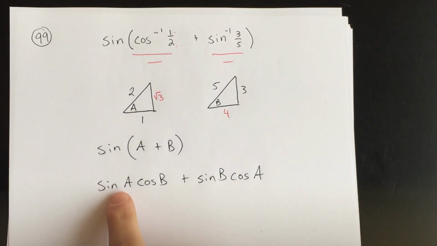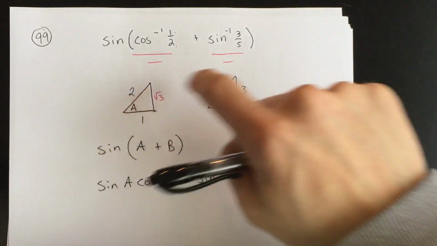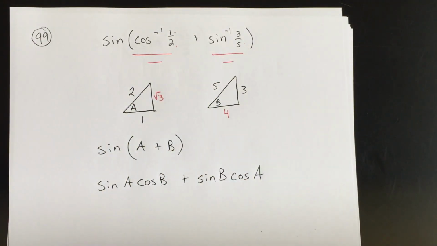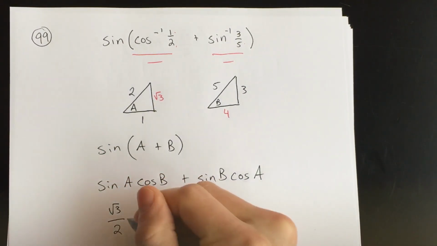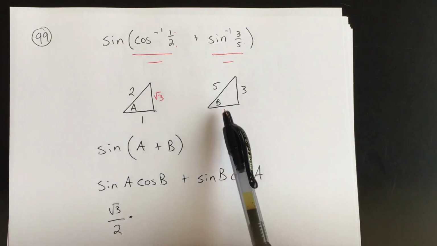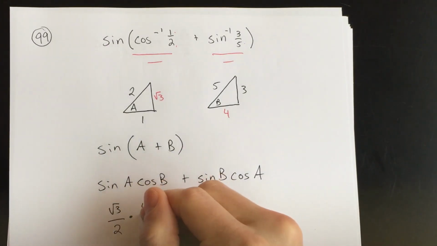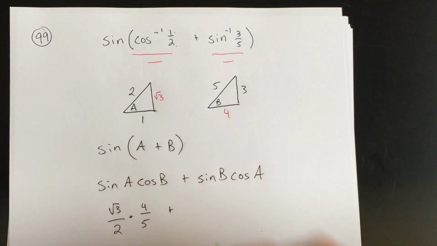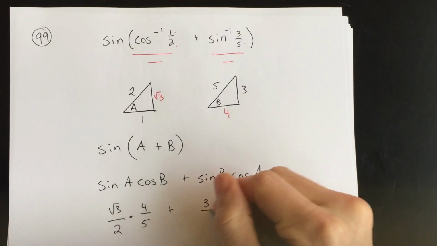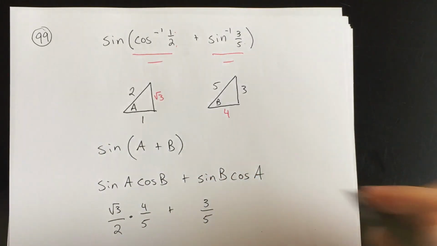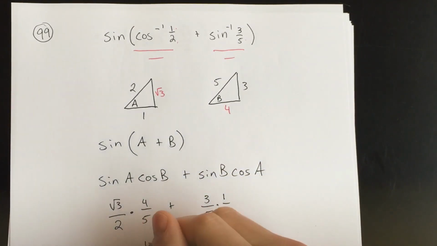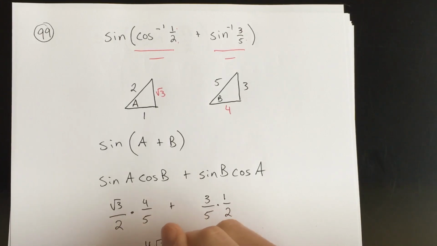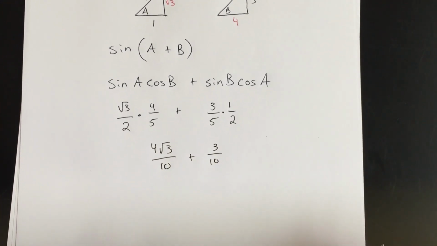Now let's actually take the sine of A and the cos of B. We're going to use these same reference triangles we were just talking about. The sine of A is opposite over hypotenuse. The cosine of B, adjacent over hypotenuse. Plus sine of B, opposite over hypotenuse, and the cosine of A, adjacent over hypotenuse. Simplifying this out, we have 4 radical 3 over 10 plus 3 over 10. Oh, I'm a little off the screen there. Let me move this on up.